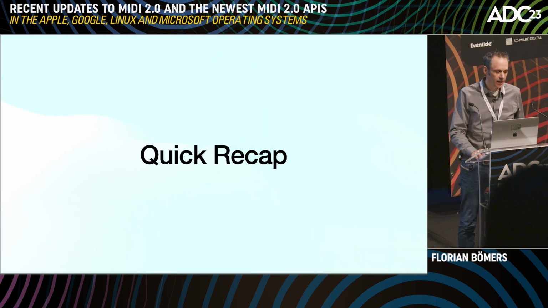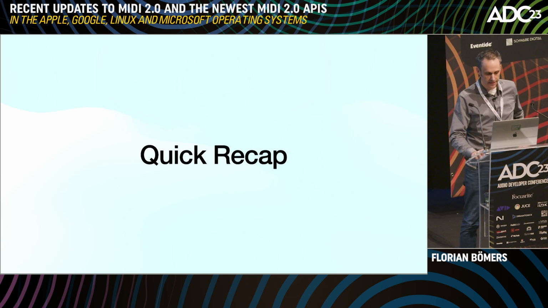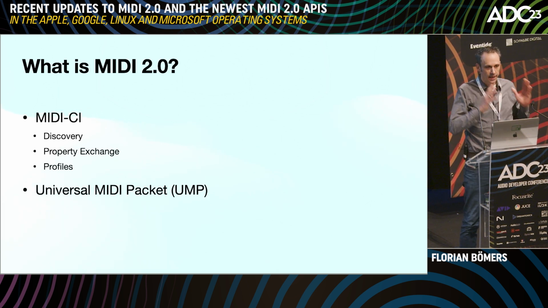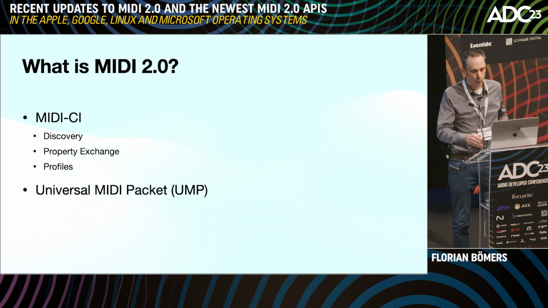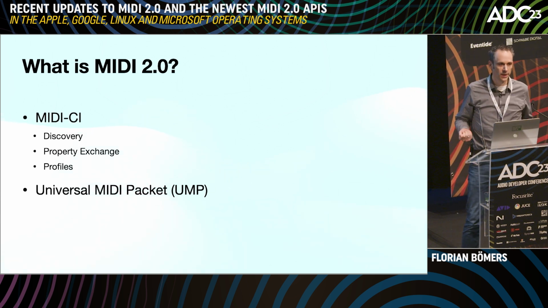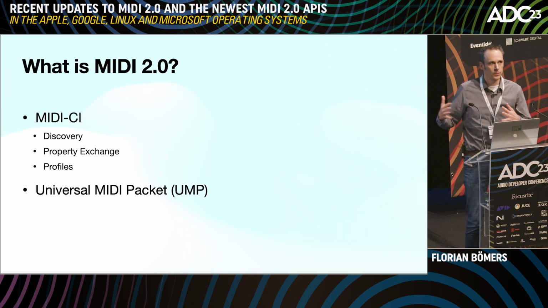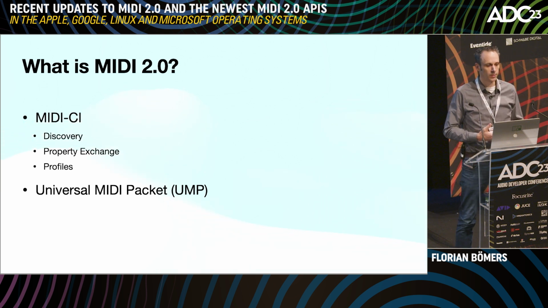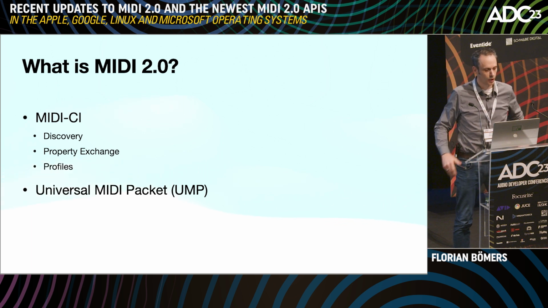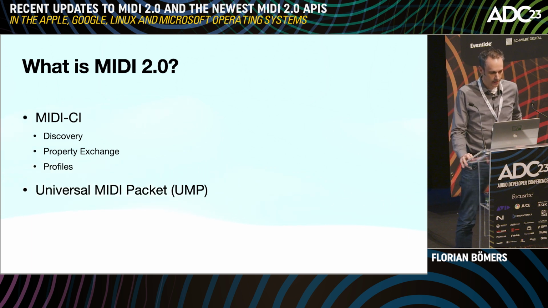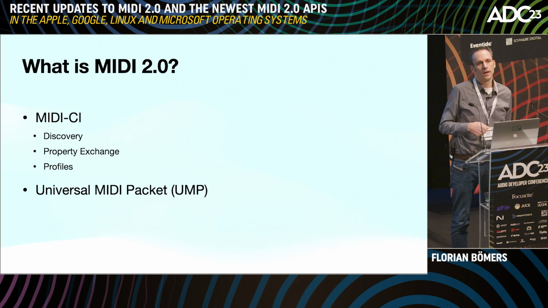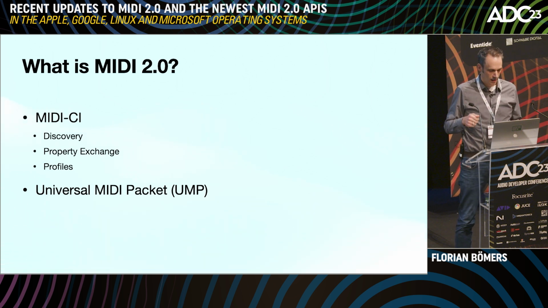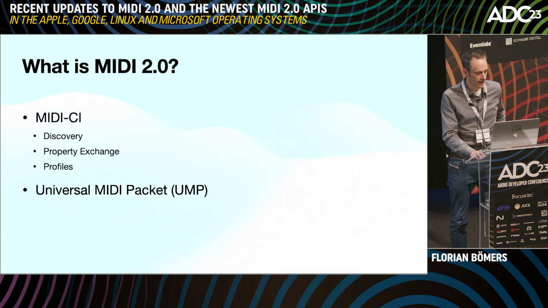So just a very quick recap of what MIDI 2.0 is. It consists of two big areas. One area is MIDI CI, which really is an extension of MIDI 1.0, allowing you to discover other devices that implement MIDI CI, and exchange properties back and forth, information about the device using the so-called property exchange. And it has a system called profiles, where you can enable and disable higher level functionality. And we'll see more of that a little later.